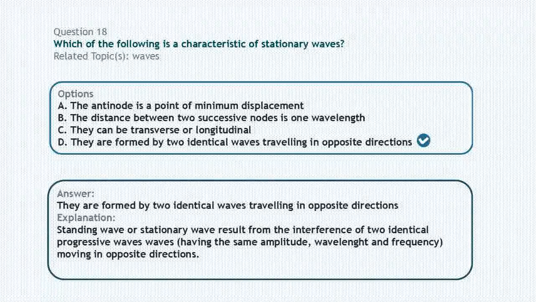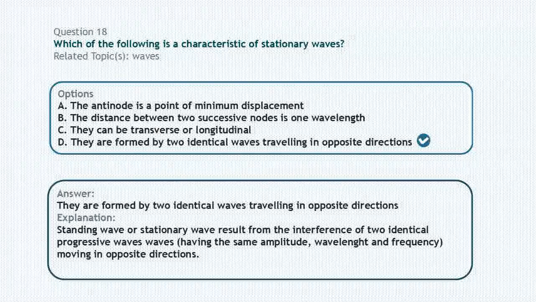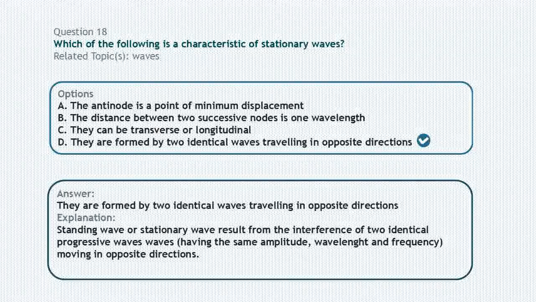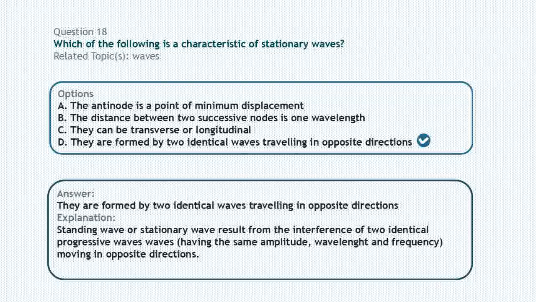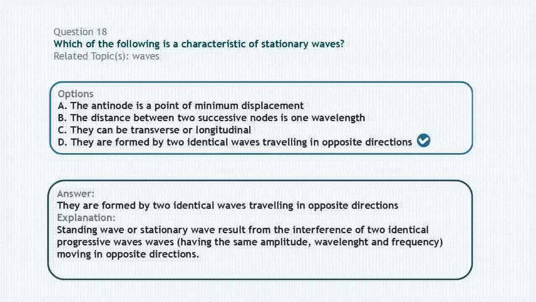Stationary waves are formed by two identical waves that are traveling in opposite directions. Two identical waves, that is, two waves that have the same amplitude, the same wavelength and frequency, moving in opposite directions will produce a stationary wave.